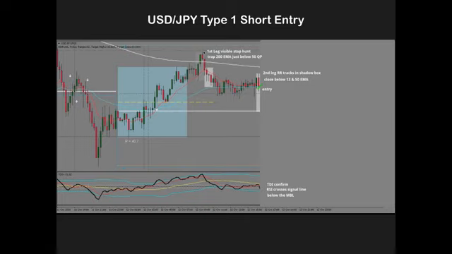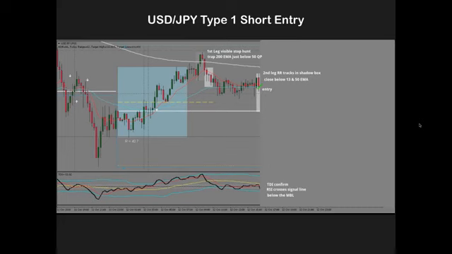And then what you're going to do is just mark off every single confluence that you see. Second leg, railroad tracks in the shadow box, close below the 13 and the 50 EMA, and then you're going to mark your entry right there. TDI confirms. So that's how you make your short before-entry flashcard.